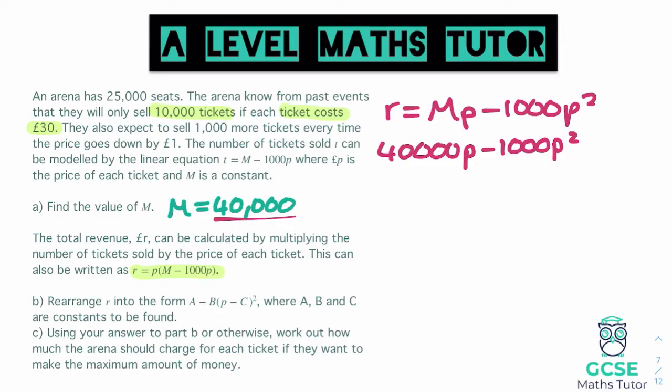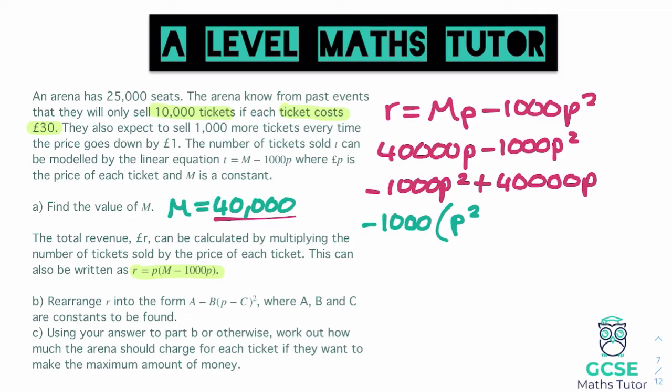So let's rearrange that so that the p squared is first. So we have minus 1,000p squared plus the 40,000p. There's a lot of zeros here. And to complete the square, we need to take out a factor this time of negative 1,000. Not forgetting you've got your calculator, so that's not too bad. So we'll start off by taking that factor out. So we've got minus 1,000 outside the brackets, and inside here we've got p squared minus, and 40,000 divided by 1,000 is 40p. There we go. So now we just need to complete the square.